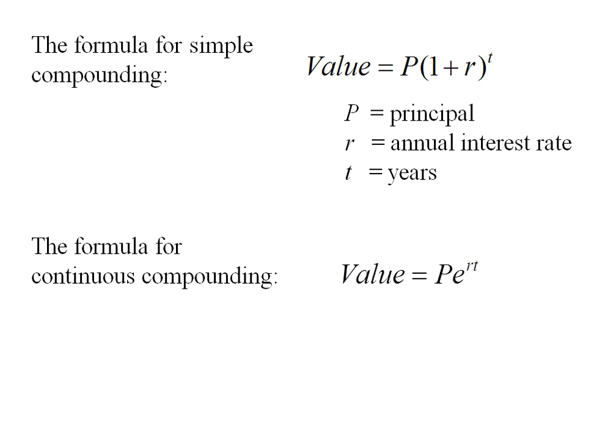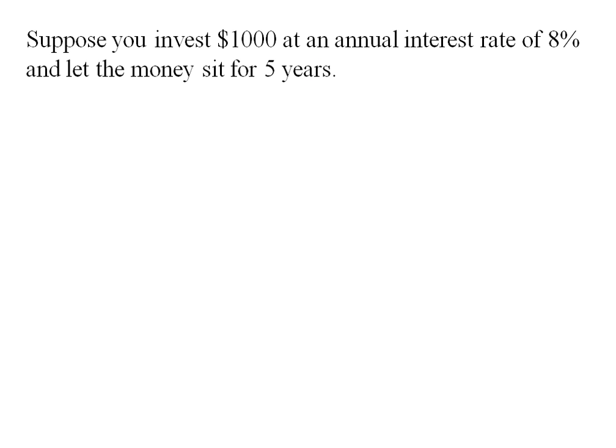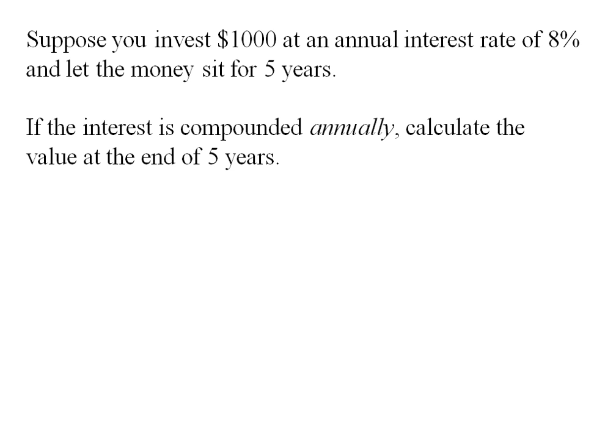So the value we end up with is the principal times the exponential raised to the annual interest rate times the number of years. So for example, you've got $1,000 and you invest it at an annual interest rate of 8%. Let's suppose you let the money sit for 5 years. If we compound our interest annually, let's see how much money we have.